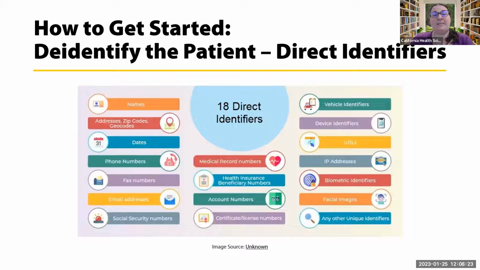Another aspect of getting started is de-identifying the patient. You may be familiar already with HIPAA's 18 direct identifiers, things like names and dates, account numbers, IP addresses. So all of these are considered direct identifiers. And when these are combined with information about someone's health status, their care, or their payment, it becomes protected health information, which has requirements to keep it protected.